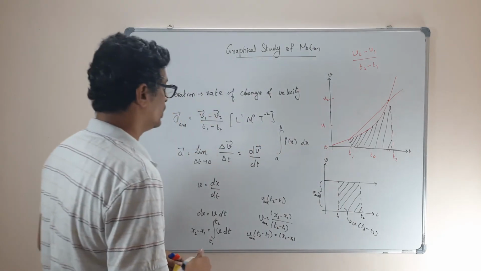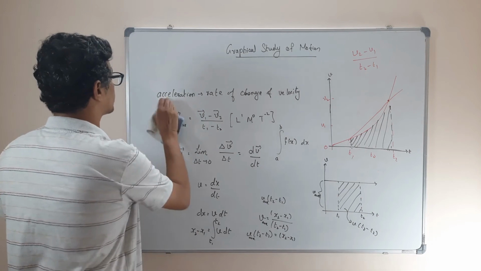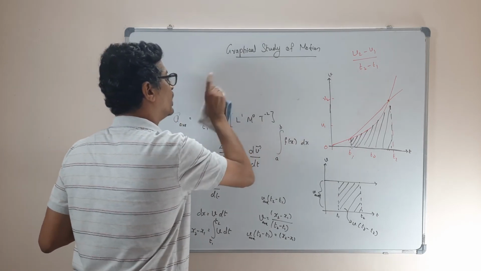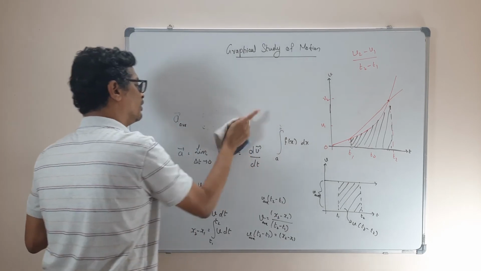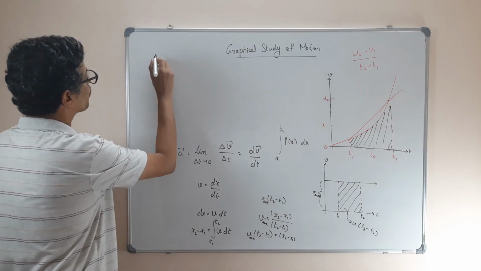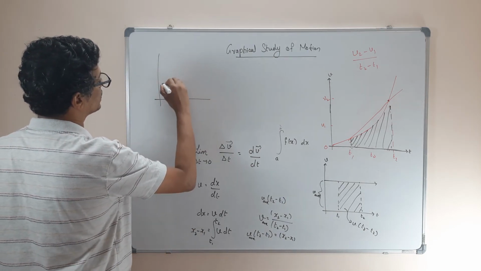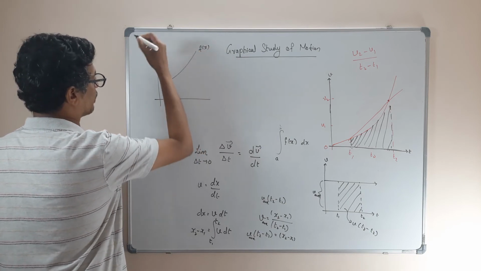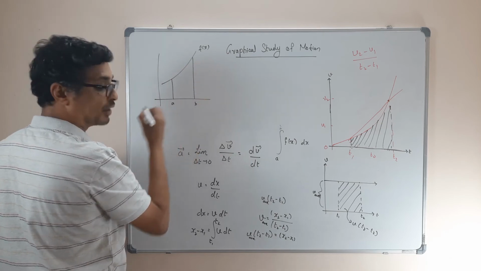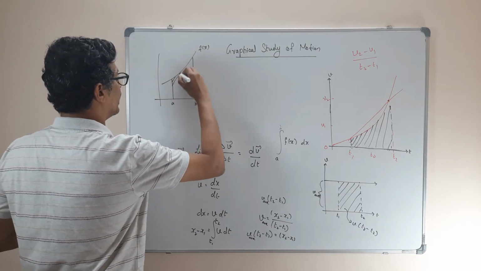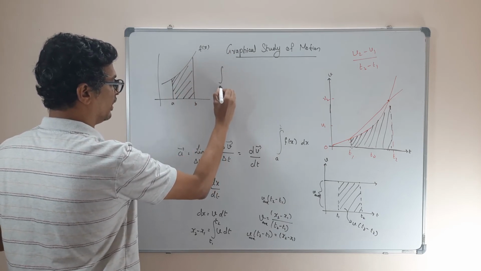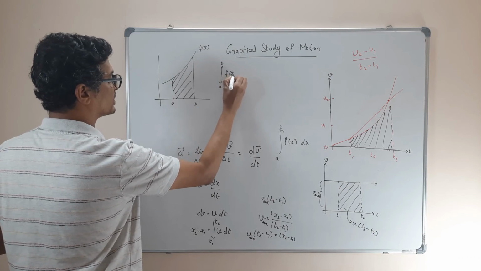If you remember, in the previous chapter we studied integration, calculus. There we had a function f of x, and this will be your a and this is b. The area under this curve is given by the integral from a to b of f of x dx.